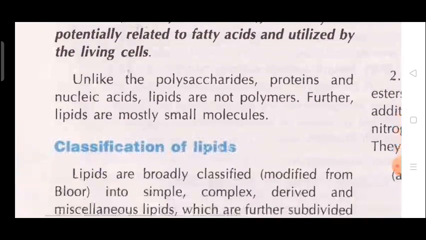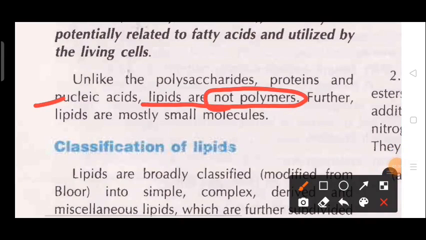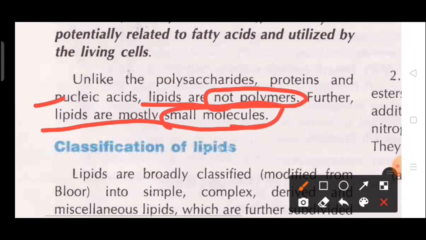Unlike polysaccharides, proteins and nucleic acids, lipids are not polymers. Lipids are mostly small molecules. These are not polymers like polysaccharides, proteins or nucleic acids, but simple small molecules.